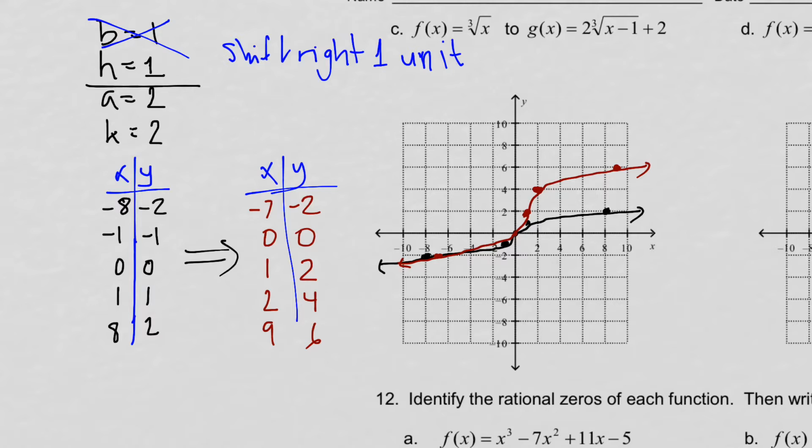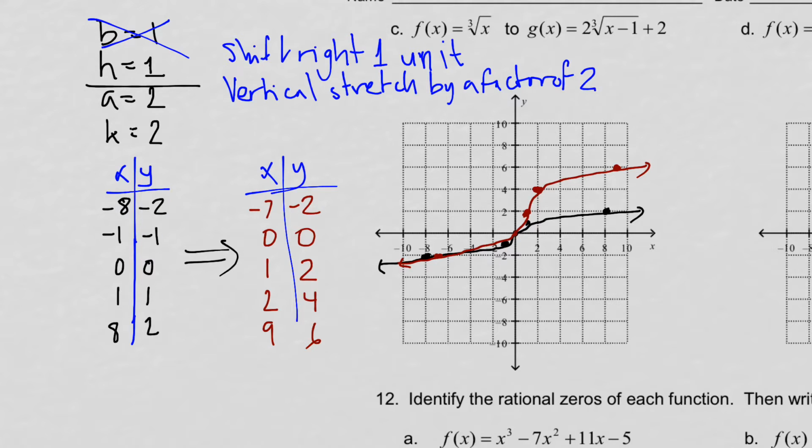Next, A is 2. That means a vertical stretch. It's positive, so it's just a stretch, because it is a number bigger than 1, by a factor of 2. If it had been a negative, we would say it's a vertical stretch and also a reflection. But it's not, it's positive, so it's just a vertical stretch.